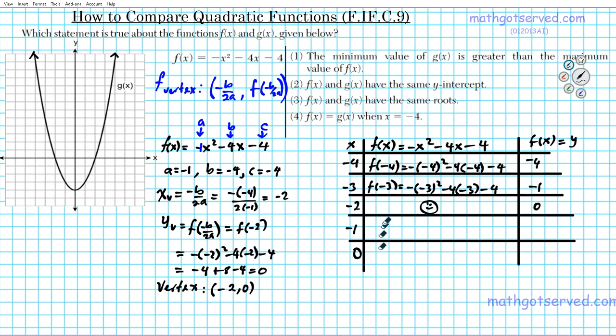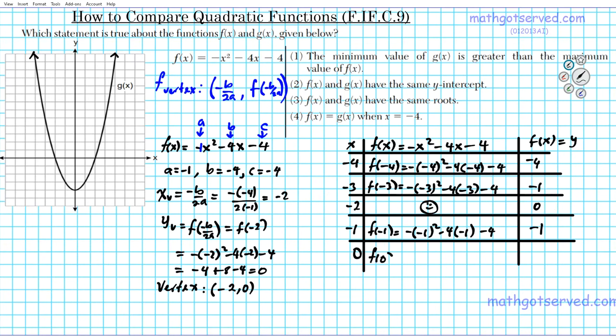Okay, and then we're going to expect the symmetry to start showing up. So this one should be the same as that, and f of 0 should be the same as negative 4, okay? So f of negative 1, just plug it in. Negative 1 squared minus 4 times negative 1 minus 4. Negative 1 plus 4 is positive 3. Positive 3 minus 4 is negative 1. Bam. Okay, so good. That matches.